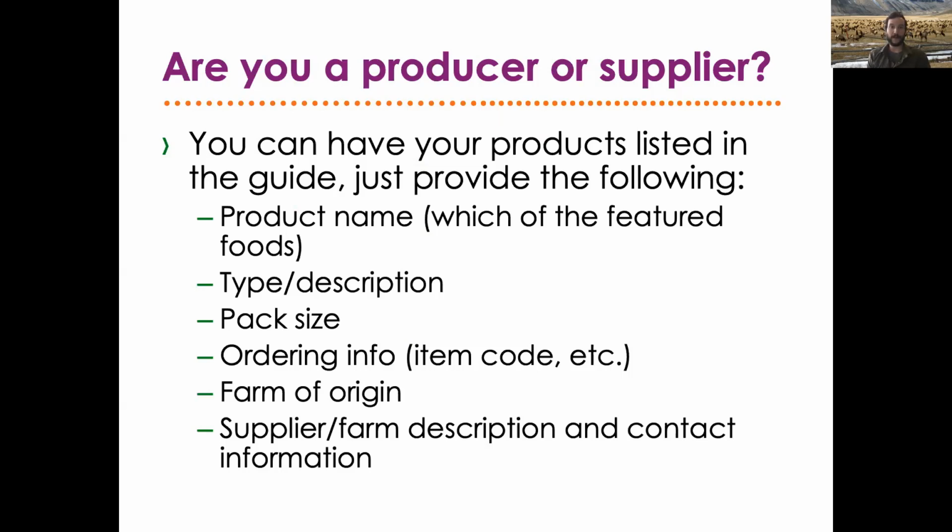Your product name, so which of the featured foods it is, the type and description of that product, whether it's frozen, if it's processed in any way, what kind of variety it might be, an apple, that sort of thing, the pack sizes that the product is available in, and any specific ordering information like item codes. We'd love to include the farm of origin if you are a distributor or a supplier, where you're getting that product from, which farm would be really great. And then lastly, we'd ask that you include any description about the supplier or the farm itself, and contact information or ordering information for potential customers.